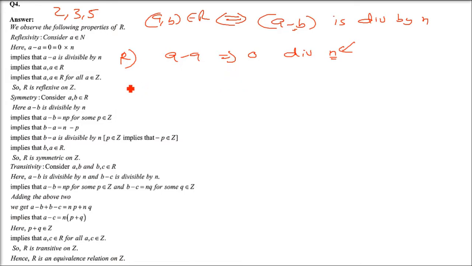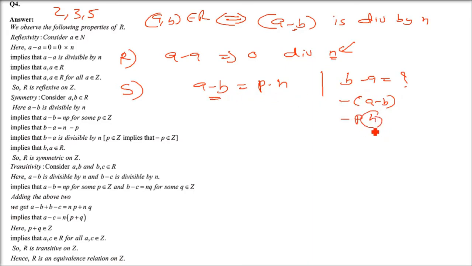Now coming to the symmetricity. Symmetricity is what? Just replace a by b, b by a. So a minus b is divisible by n. So let us say it is n into p, or p into n, and b minus a. Now b minus a can be written as minus (a minus b), and in place of a minus b you can always replace this with pn. So what does it mean? Minus pn. So it is divisible by n. You are seeing n, so it is divisible by n. Okay. So since a minus b is divisible by n, minus (a minus b) is divisible by n.